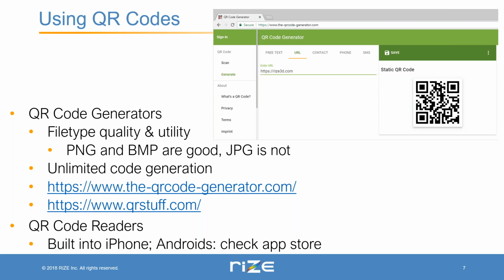Then concerning QR code scanners, if you have an iPhone, you are all set because a QR code reader is built directly into your camera app. If you have Android or another smartphone operating system, check the App Store for your phone to find a compatible app.